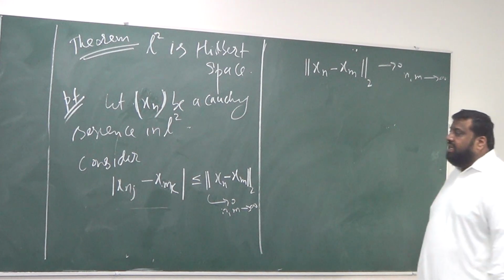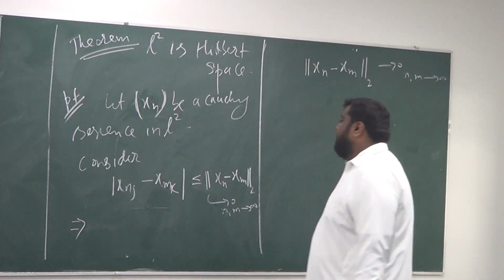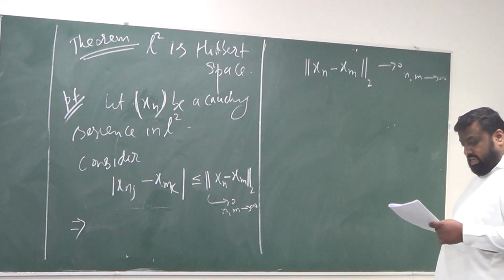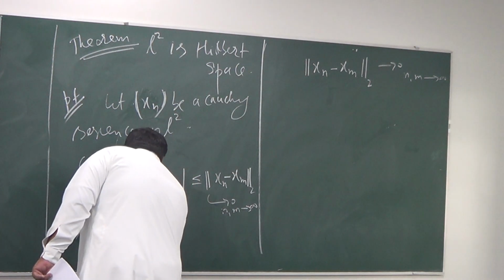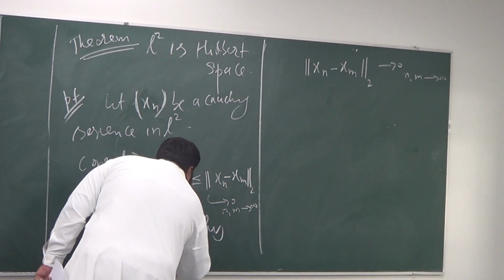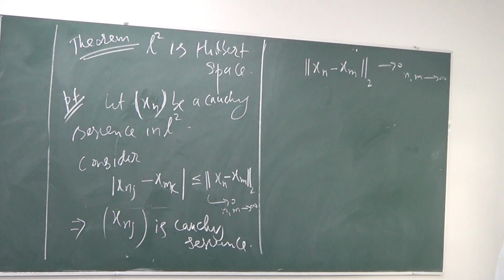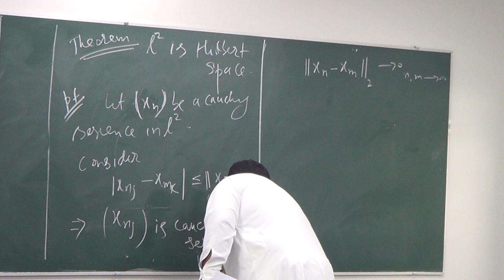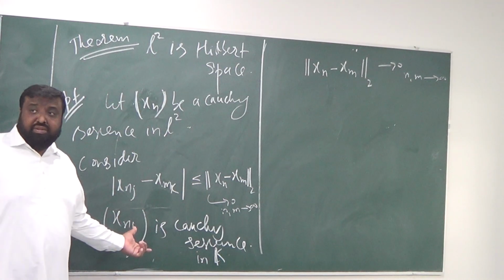So what does it mean? This implies that each of these xnj is a Cauchy sequence. Isn't it? Yes, it's a Cauchy sequence in K. And K is R or C, both are complete. So therefore, this Cauchy sequence must converge to something.